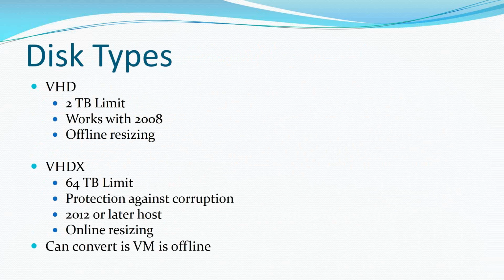Now, you can convert from VHD to VHDX, and you can go back, but it's an offline process. So the servers have to be shut down, you do the conversion, and then remap the drive. Because it's got a different file extension, you need to select the drive and go from there.